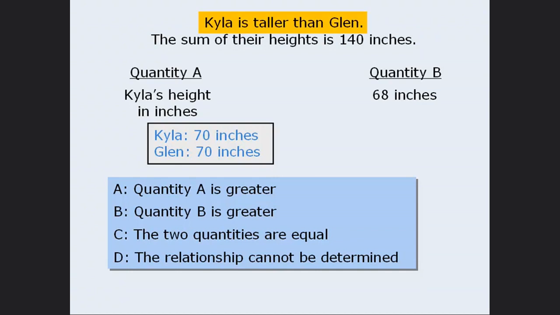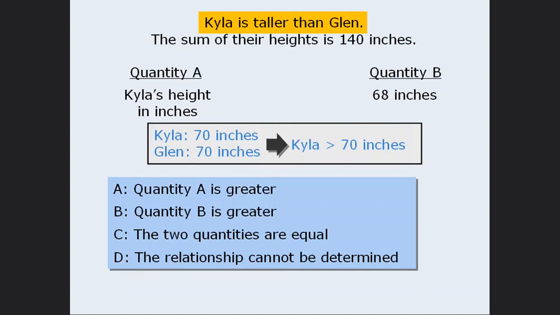In this scenario, Kyla and Glenn would be the same height. However, since we're told that Kyla is taller than Glenn, it must be the case that Kyla is taller than 70 inches. Now, we still don't know exactly how tall Kyla is, but that doesn't matter, because we now have enough information to compare quantity A and quantity B. If Kyla is taller than 70 inches, then her height must be greater than 68 inches. As such, quantity A must be greater than quantity B, which means the correct answer here is A.